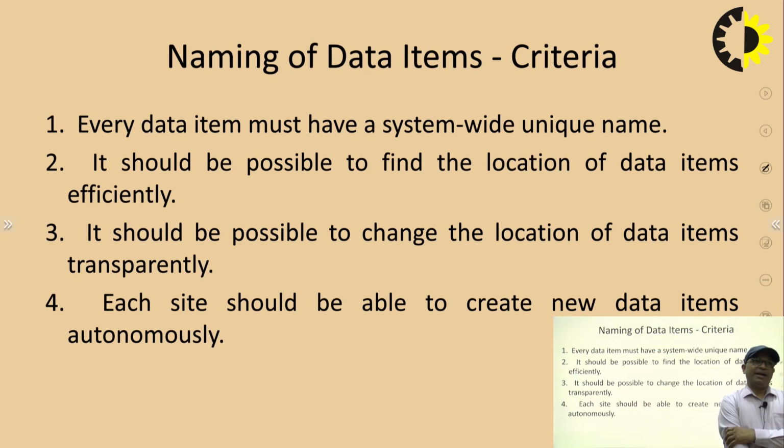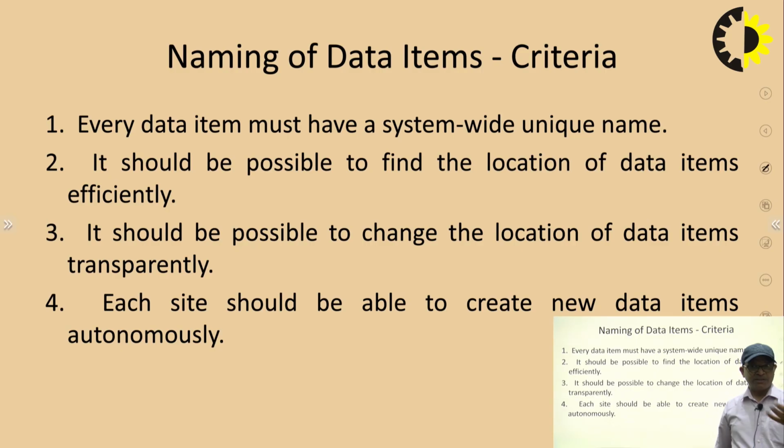Naming of the data item. How can we name our data? This is the naming convention. The criteria is that every data item must have a single, unique name. A unique name is a must. Every database, every site, every location, every server that has the database has a unique name. It should be possible to find the location of data items efficiently if we are using a unique name only.